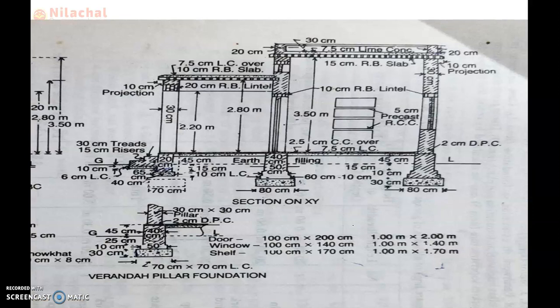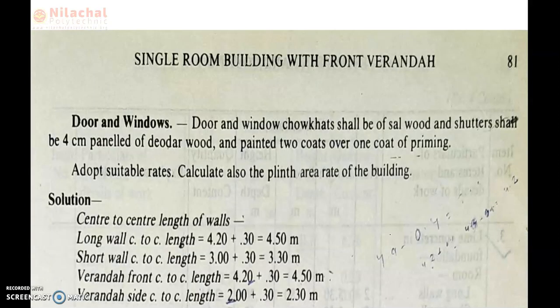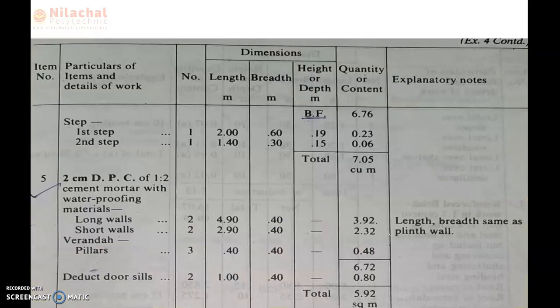We know the door size is given as how much? 1 meter into 2.1 meter. 1 meter is the length. So here the door length is given, it is 1 meter. The number for deduction at door sill is two numbers. Length is 1 meter. The breadth is equal to 0.40. How?